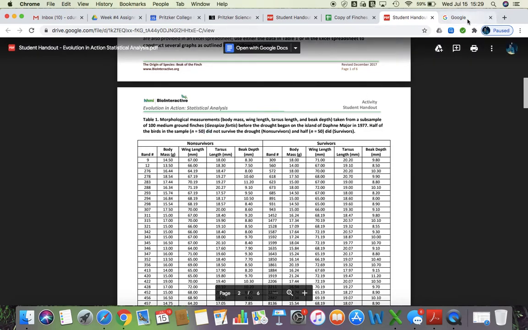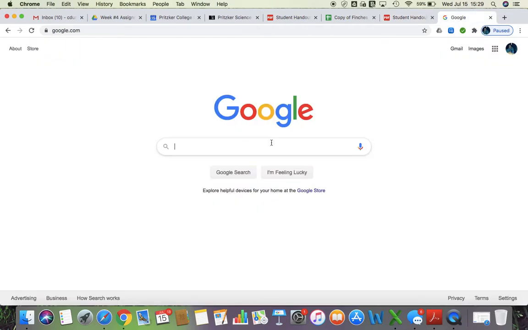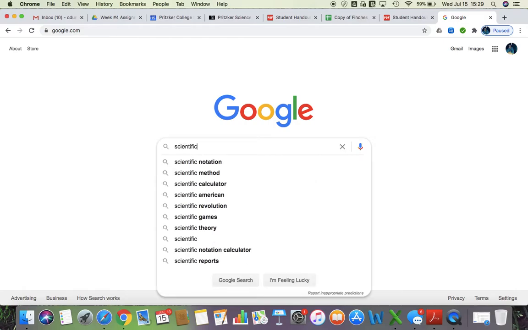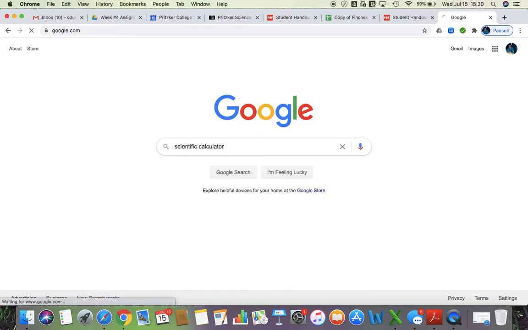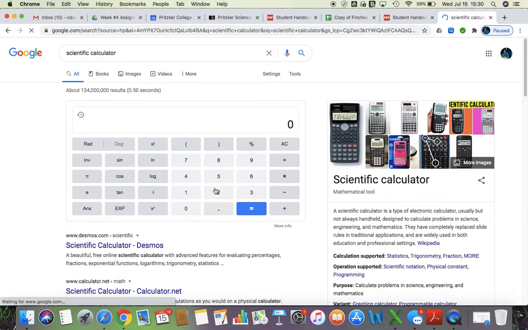So you can use a scientific calculator if you want, or you can just pull up a scientific calculator on Google. So I'm just going to go ahead and, this will work because I've got the square root function right here, and this is a scientific calculator where I should be able to calculate these values correctly.